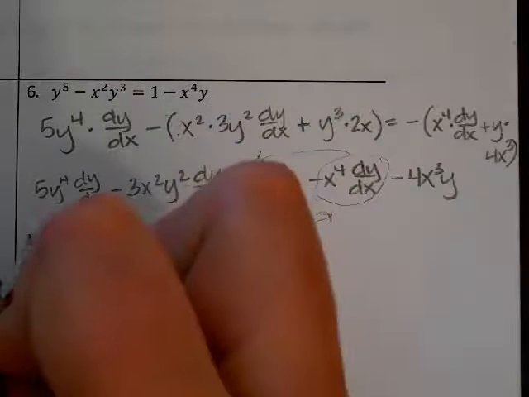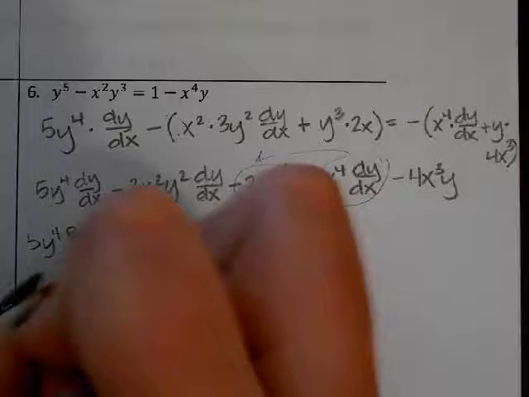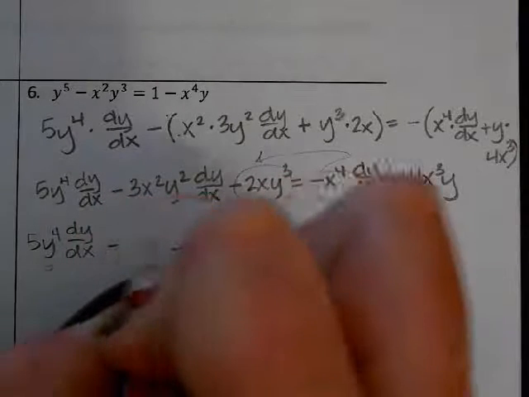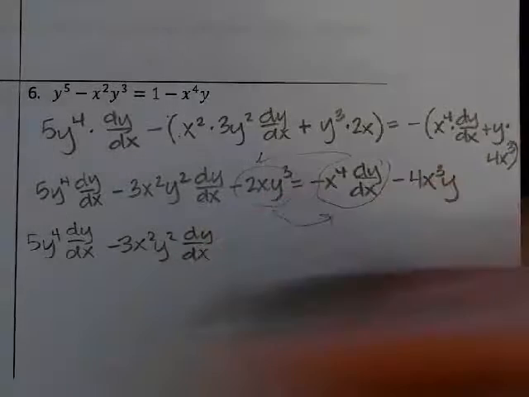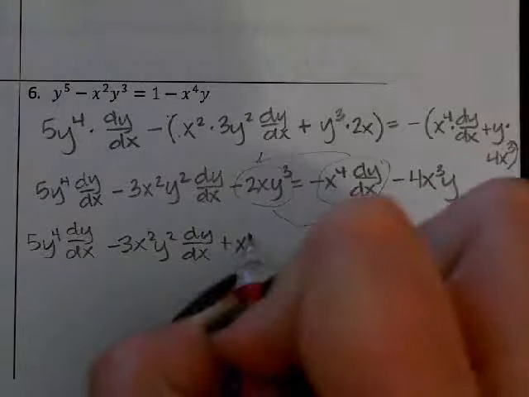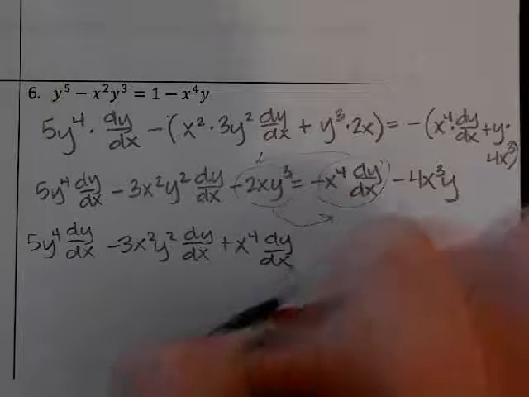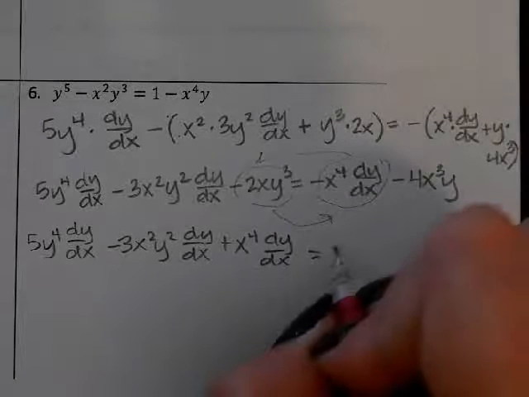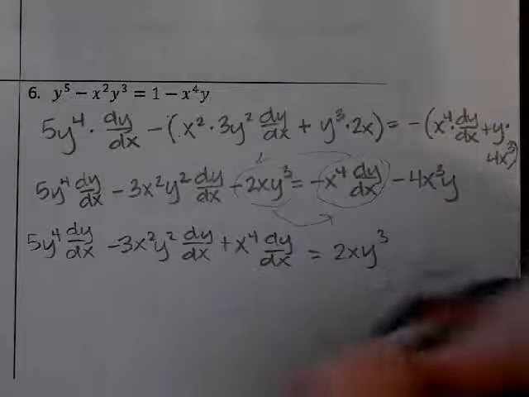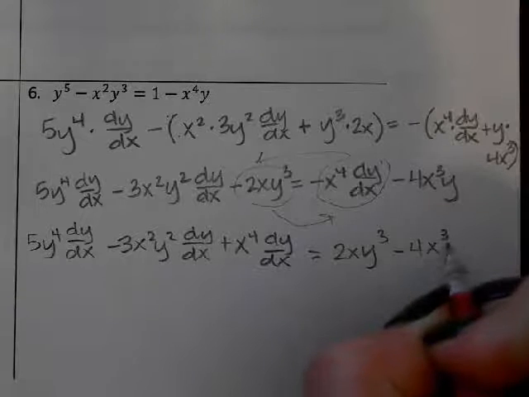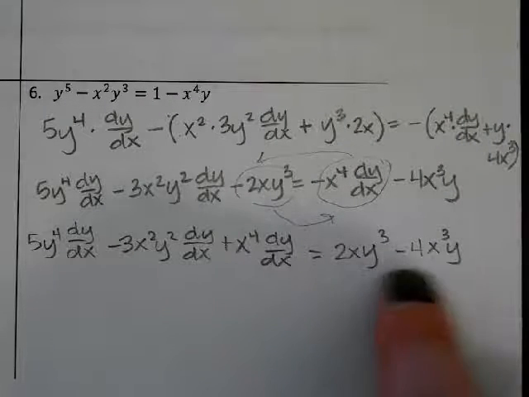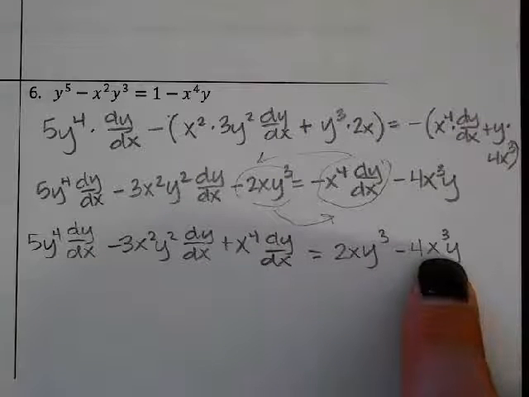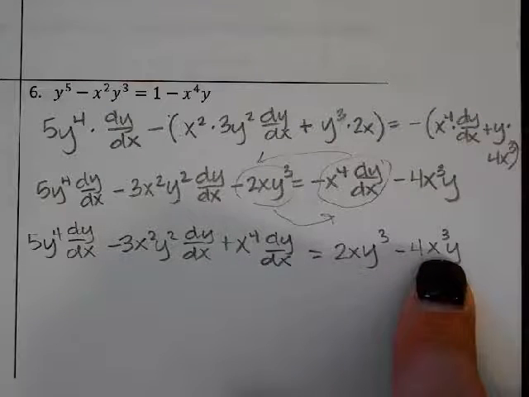So I'm going to have 5y to the fourth dy dx minus 3x squared y squared dy dx plus x to the fourth dy dx equals positive 2xy to the third minus 4x to the third y. Technically, if I was writing these correctly in standard form, I would have put this one first. But in calculus, people don't nitpick that as much. They just don't care.